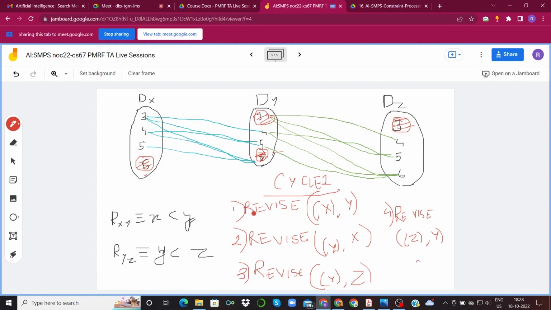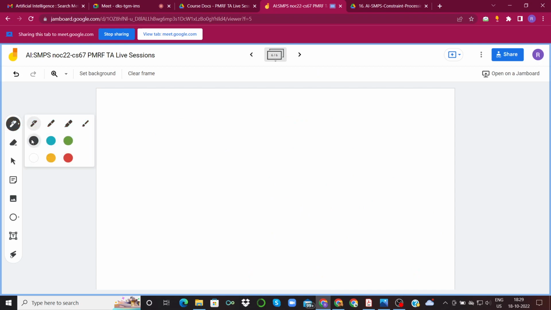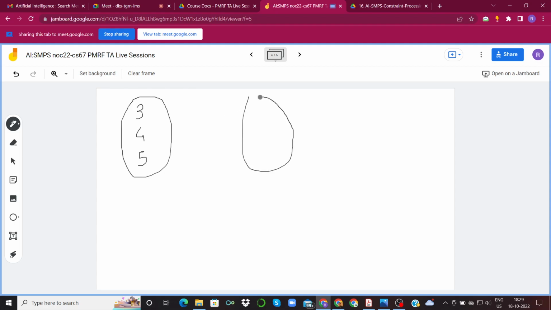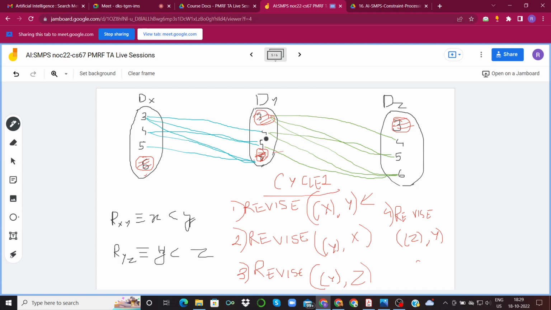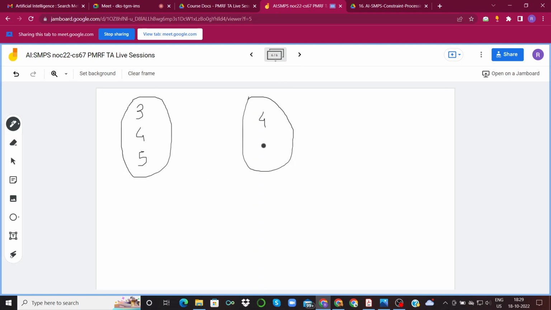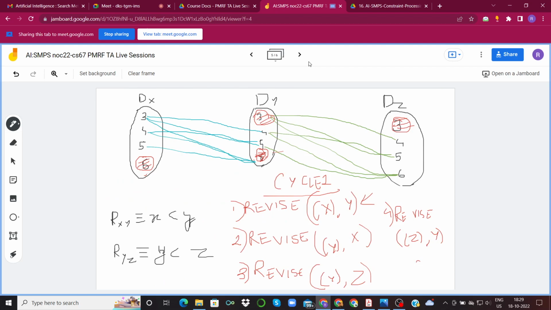Okay, and once we have found out what all elements each of these revise steps remove, we will remove them at the end of the cycle, not in between the cycle. Suppose, for example, we identify in this first step that 6 has to be removed. We will mark 6 for removal, but we will remove 6 only at the end. And what will that leave us with? A new reformed constraint graph that will have 3, 4, 5 in dx, right? 6 will be removed. In dy, only 4 and 5 will remain. And in dz, 3 is removed, so 4, 5, 6 will remain.